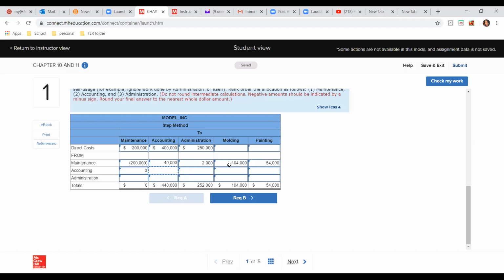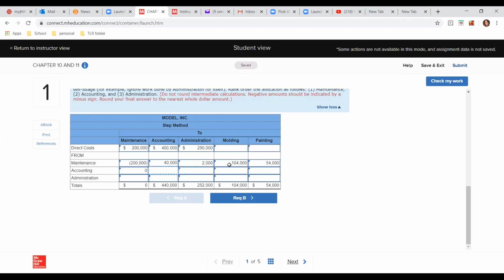We're allocating all of 200,000. So our ratio in total has to equal 100% based on the requirements of this particular problem. So we allocated the cost of the maintenance department. Now we're going to allocate the cost of the accounting department, and the accounting department now has 440,000 in costs to allocate, right? Because we've allocated everything over.